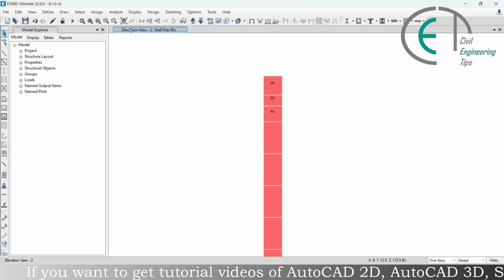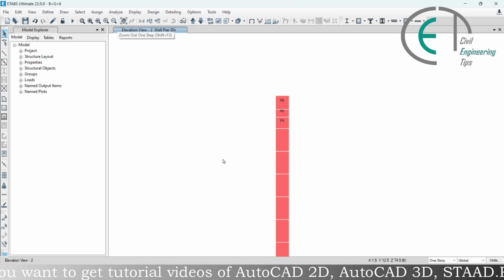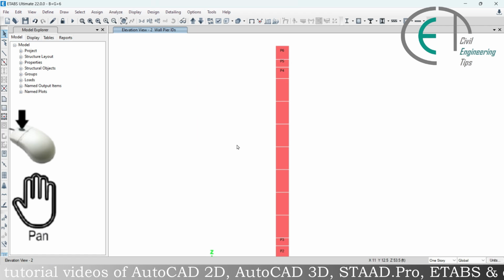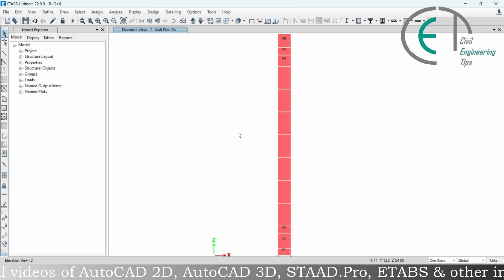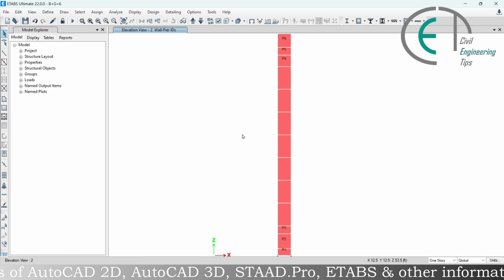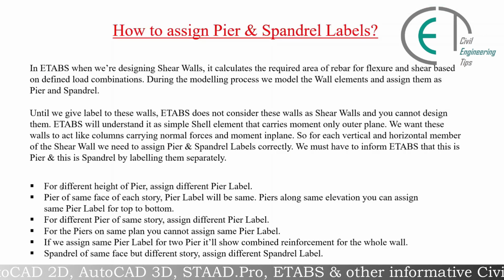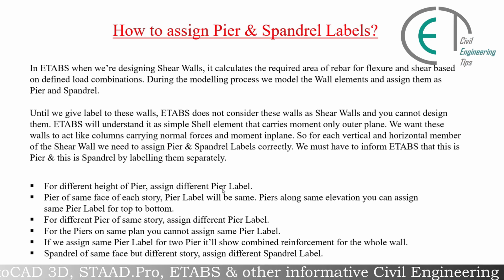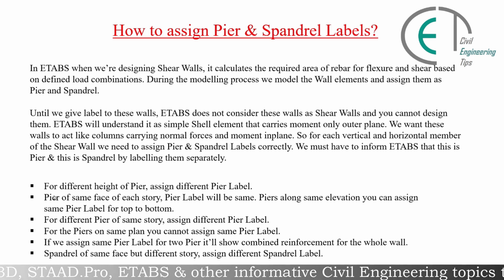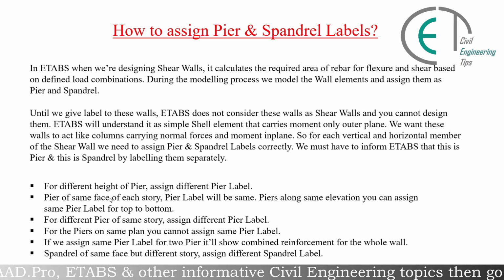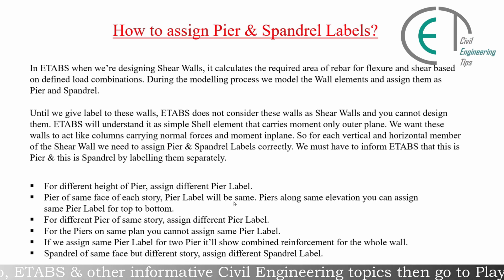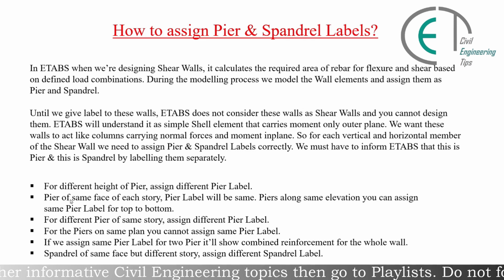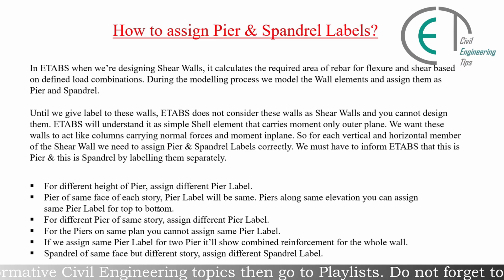So the first point was, if the height of the pier is different, then the pier level will be different, and here we got some pier levels on the piers of the lift core shear wall. So it was the first point, different height of pier means different pier level, and the second point is piers on the same face of each story, the pier level will be the same. Piers along the same elevation, you can assign the same pier level from top to bottom.